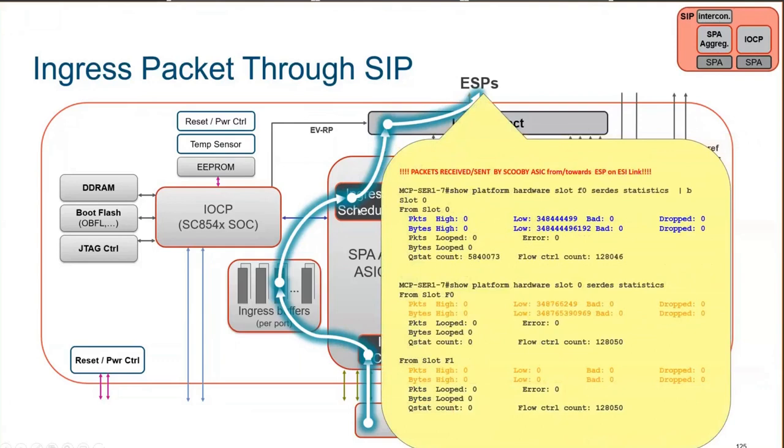So we have SerDes output as well. SerDes is basically the ESI link. It stands for Enhanced SerDes Interconnect. So with this SerDes output, we can check the number of packets that are being sent over the ESI link from this particular module towards the F0 module. You can get packets high, packets low, bad, dropped. Those statistics you will get. Based on that, you can check if it is being dropped somewhere at the hardware level.